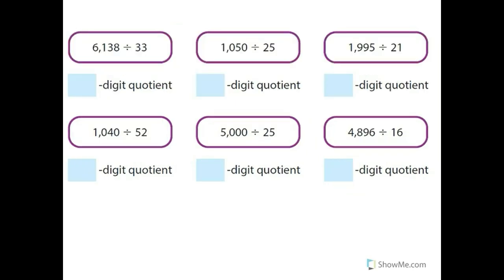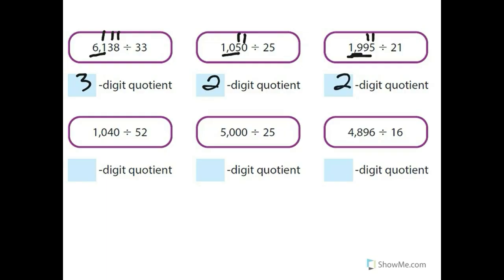All right, let's look at this. Well, I know that 33 can go into 61 at least once, so 3 digits there. 25 will go into 105, so 2 digits there. See, I'm going through here, so it can't go into 1 or 19, but it can go into 199. That's going to be 2 digits.